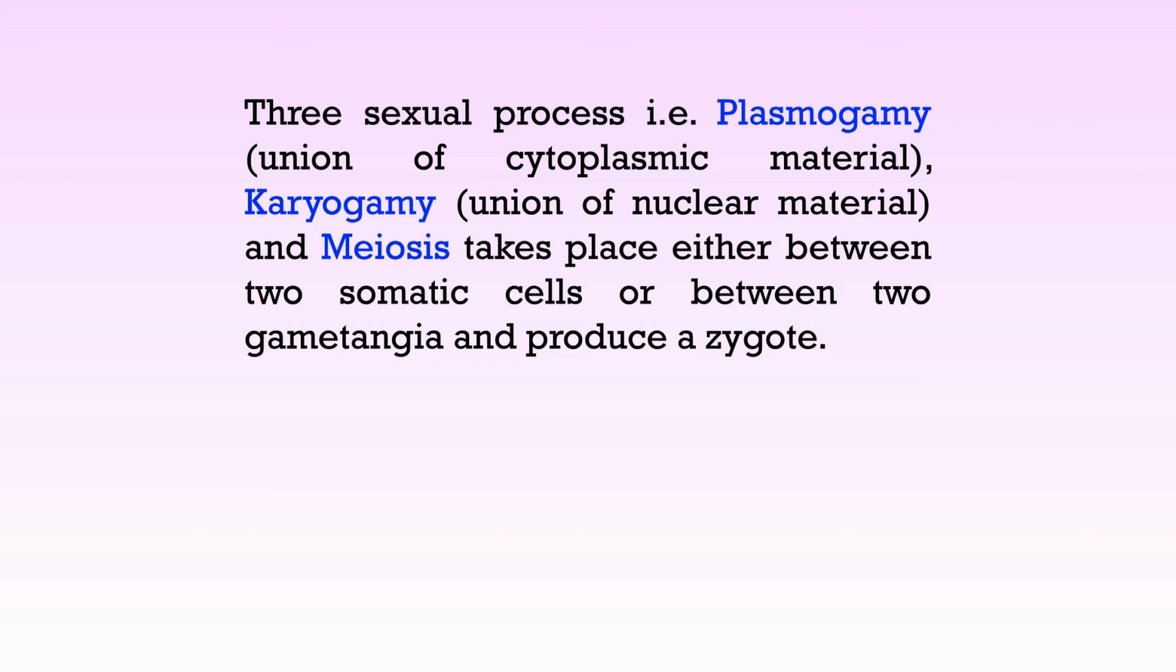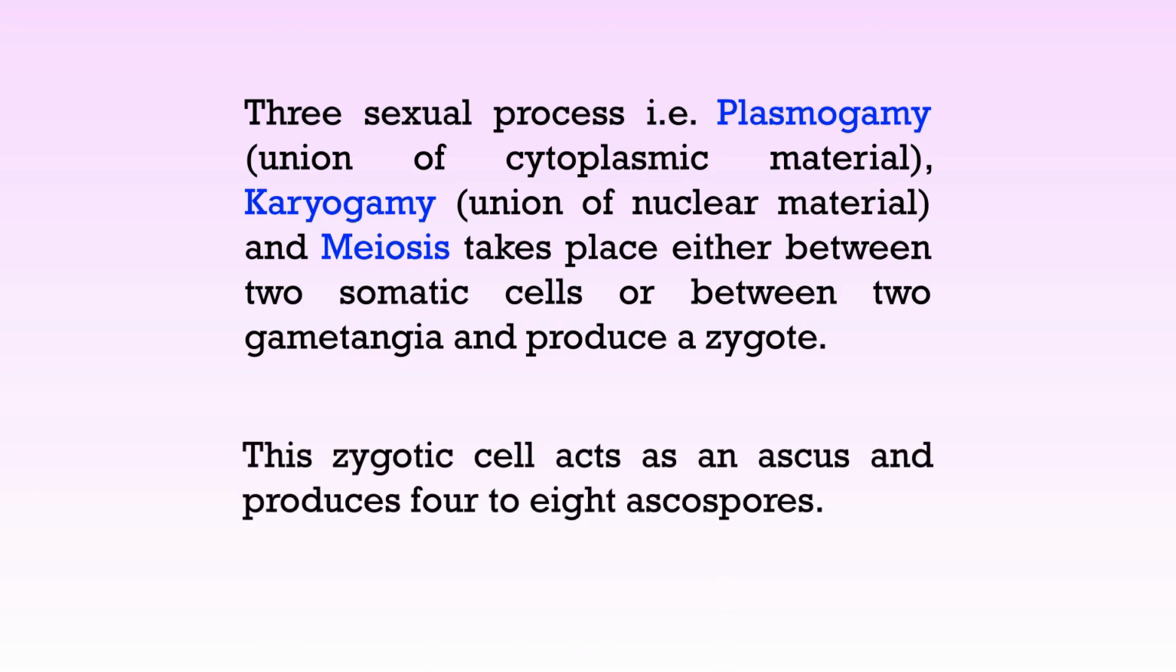Plasmogamy means the union of the cytoplasmic material. Next is karyogamy, which means the union of nuclear material. And finally, meiosis. It takes place either between two somatic cells or between two gametangia, and it produces a zygote. This zygotic cell acts as an ascus and produces 4 to 8 ascospores.